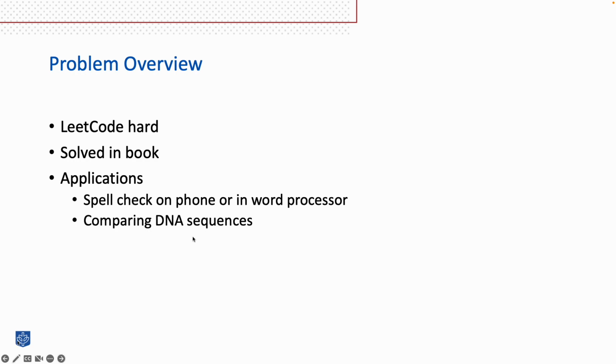Also, interestingly, online I saw that this could be used for comparing DNA sequences. So like long sequences of A and B. One metric you can use between two DNA sequences is the edit distance between both of them.